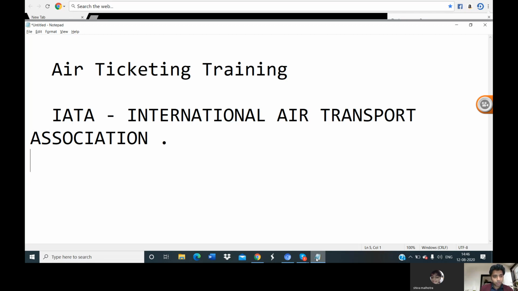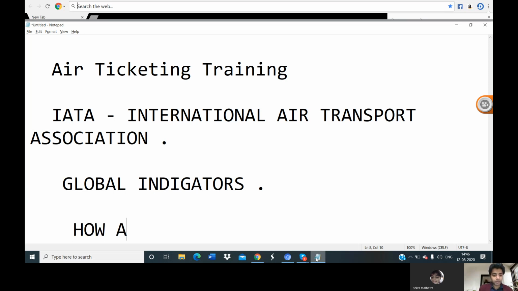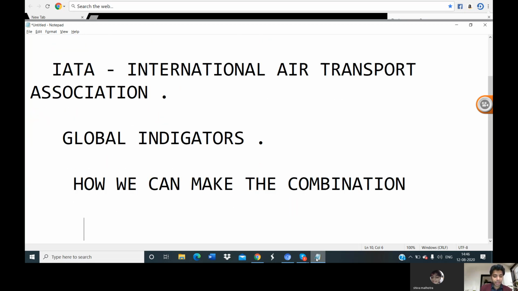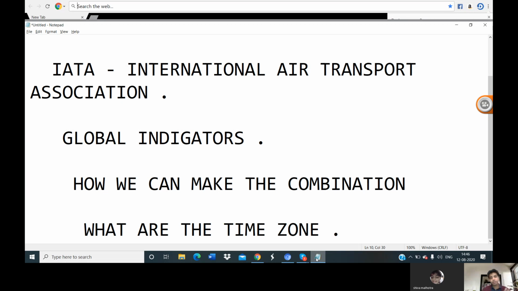Okay, then we'll cover global indicators, which is very important. This is the IATA training part. See, okay, if you have global indicators, you have air ticketing, the routings. So how can we make the routings first? If I ask you, what is the routing? How can we make the combination of the flights? So we will cover the entire thing, how to make the combination, what are the time zones. So we'll cover the entire portion over here.